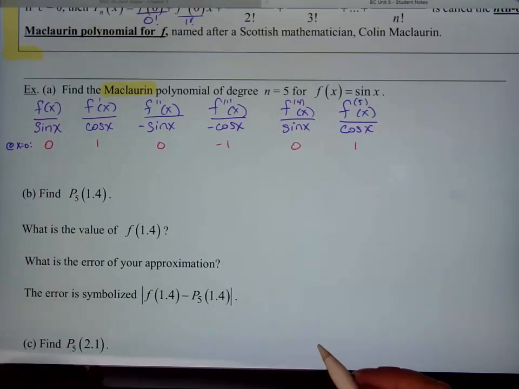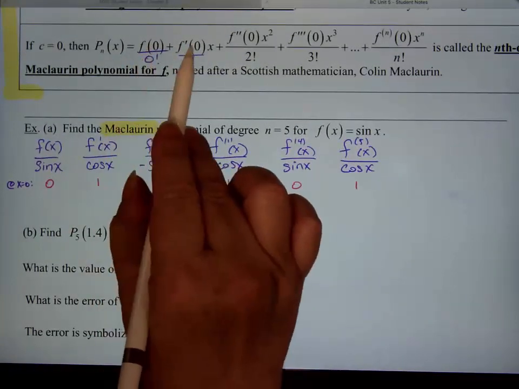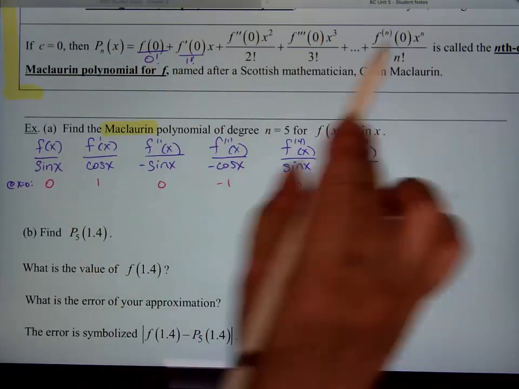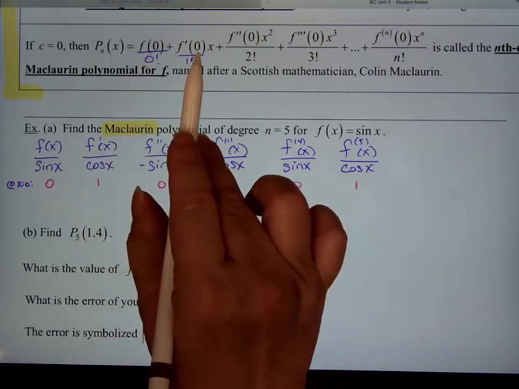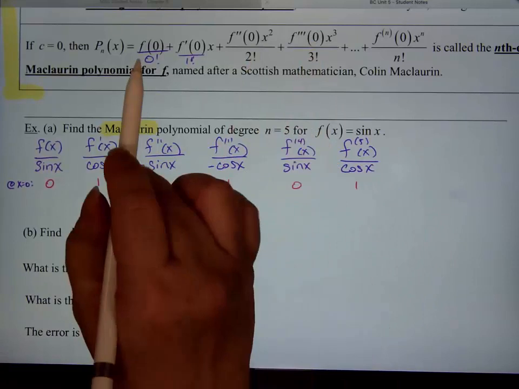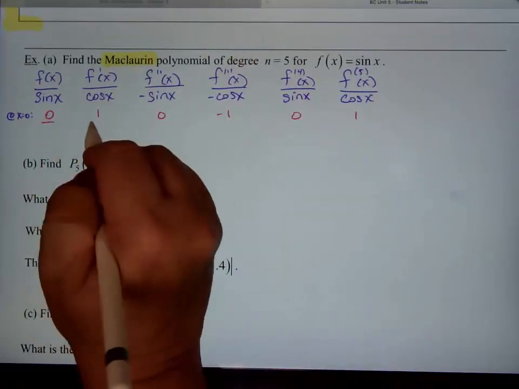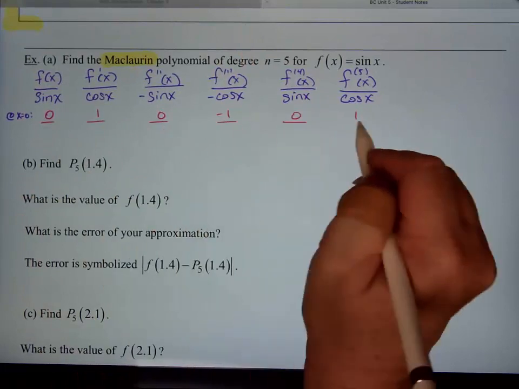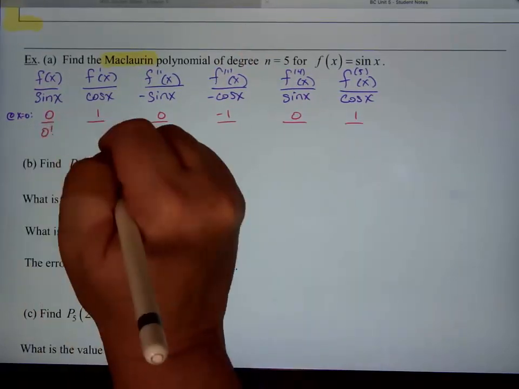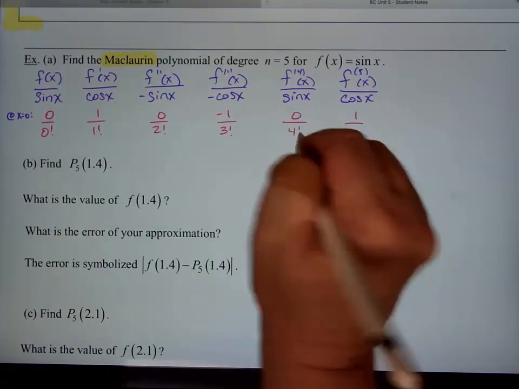These are the numerators up here. What I just found are those numerators: f of 0, f prime of 0, f double prime of 0, f triple prime of 0, and so on. Their denominators are the factorials. So we come down here, and underneath each of these, we put 0 factorial, 1 factorial, 2 factorial, 3 factorial, and so on.